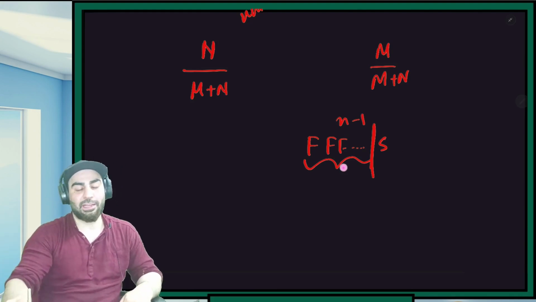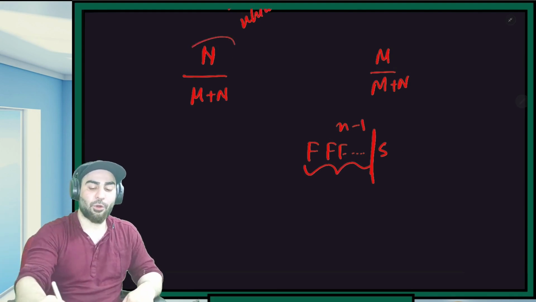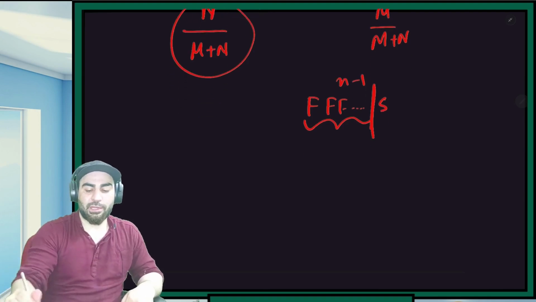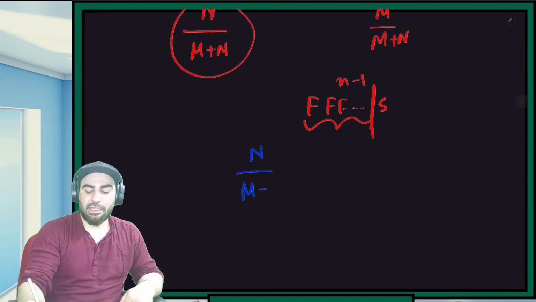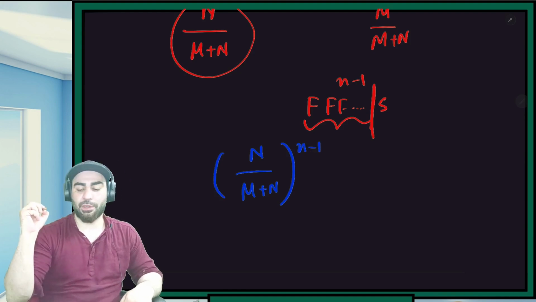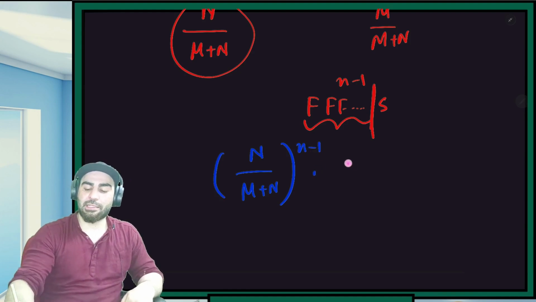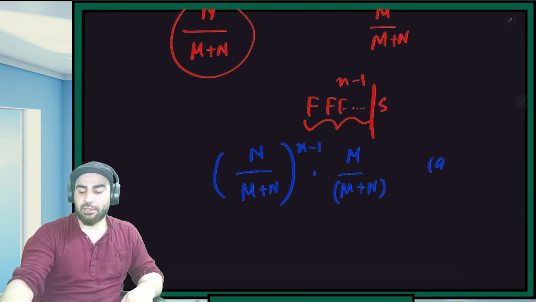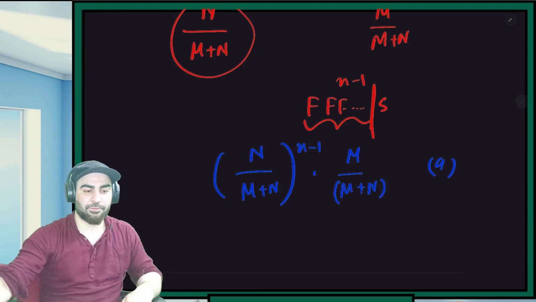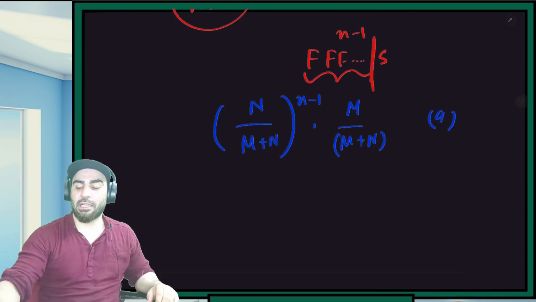Okay, now I know the failure probability. So what is the failure probability? Failure probability over here is n divided by m plus n, to the power n minus 1. Okay, this is my failure probability. And then at the end, last is m divided by m plus n. So this is the answer to part A. Yes, questions? I hope that you got this answer for part A.